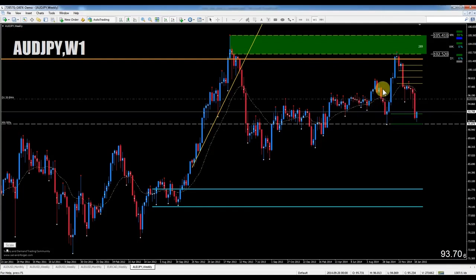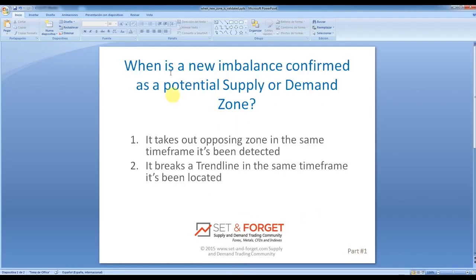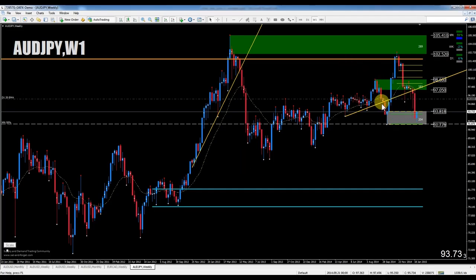Now we've got this. As we were rallying from here, from there, we connected this peak with another peak. This area over there was the one, wasn't it, that broke the trend line. So this is supply. So if that's supply, then this is demand. This has to do with the previous lesson. When is an imbalance confirmed as a potential supply? In this case, it took out the opposing demand zone, or it broke a trend line. What did that? It took out the trend line. So we've got a valid area of demand.